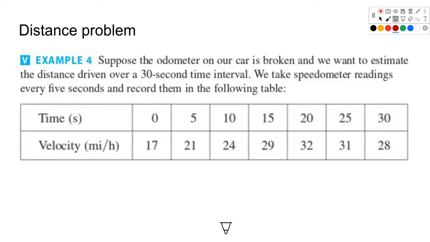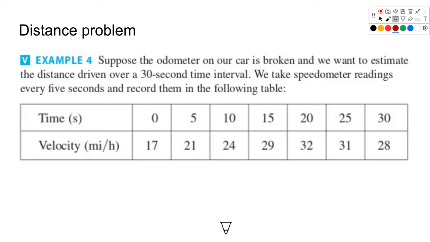So first we are going 17 miles per hour. Hopefully we're having our friend do this, so we've got our eyes on the road and we're not going to run over somebody or something. 5 seconds later, we clock ourselves at 21 and so forth. So that's the data.